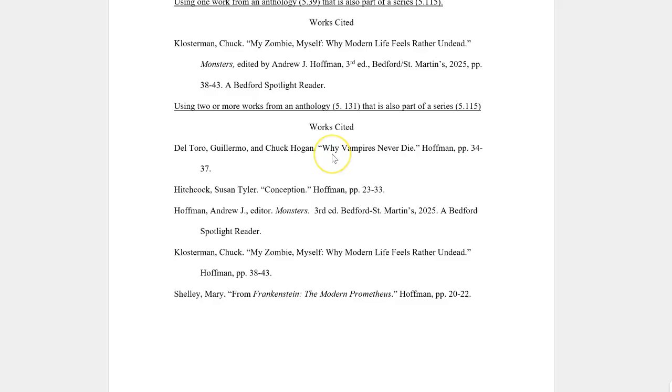Then the title of the work that's in the book, Why Vampires Never Die. And then here's the trick. Instead of putting the rest of the information in for the Monsters anthology, you just put the last name of the editor, Hoffman, and then the page numbers on which the article appears. Same thing happens here with Hitchcock, comma, Susan Tyler. Conception, Hoffman, multiple pages, 23 to 33.